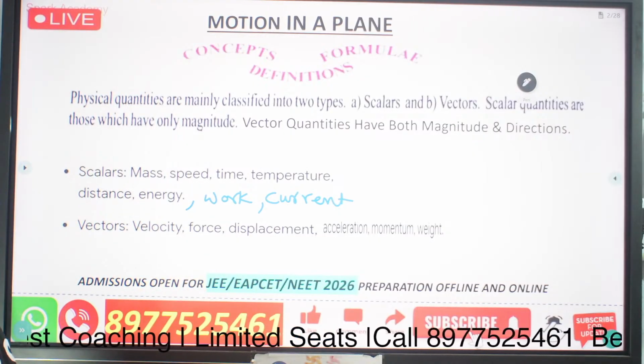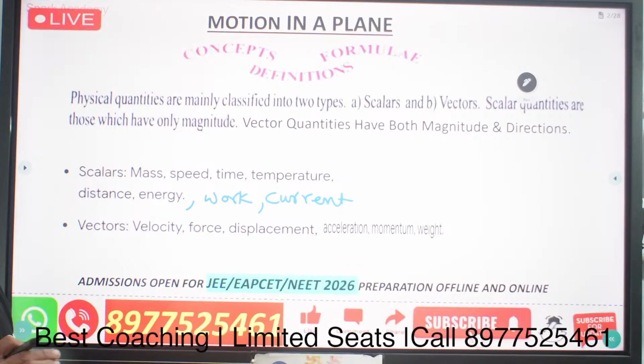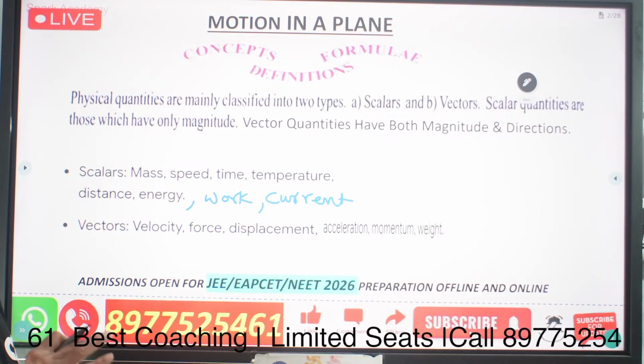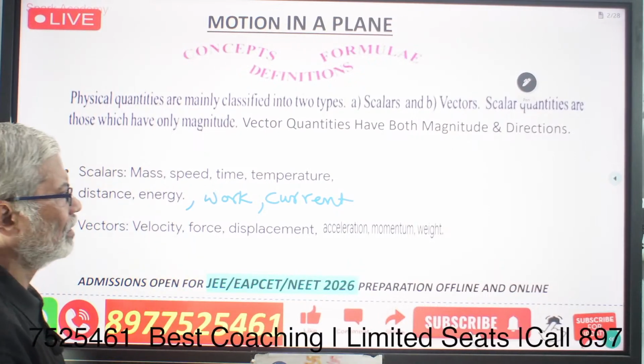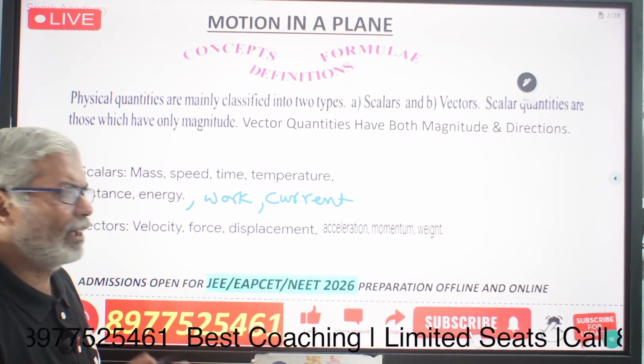Why is it a scalar quantity? You have to see the unit. By seeing the unit, you can know that it involves only magnitude. Vectors, of course, will be having magnitude as well as direction.